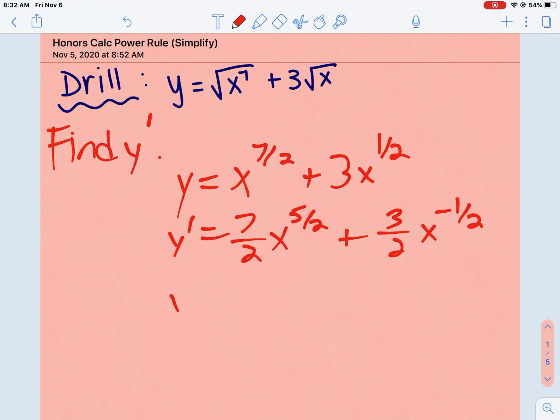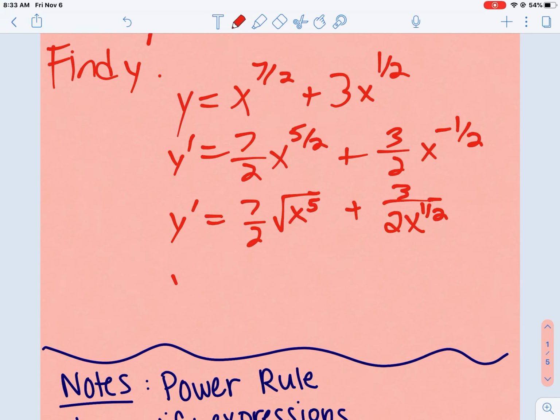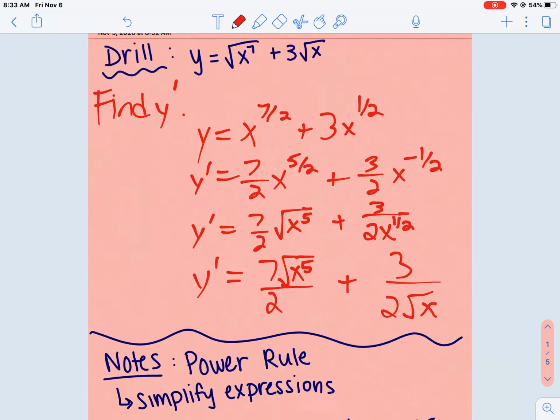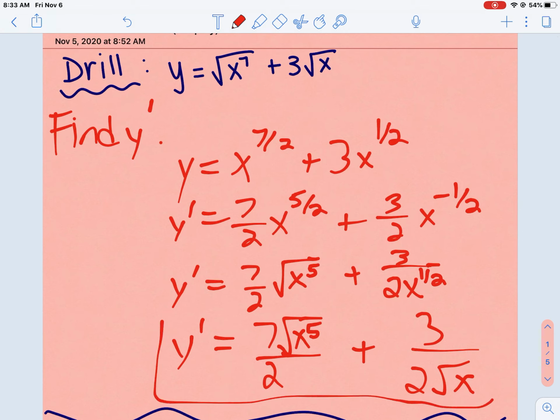So this first one, 7 halves, becomes the square root of x to the 5th. Remember, the denominator of the exponent goes outside, the numerator goes inside. Now this next one here, we have 3 halves. Since I have x to the negative 1 half, I have to put that in the denominator. And last step, you can put this in the numerator or you can leave it like I left it. Doesn't make any difference. And we get 3 over 2 square root of x. Very good. And that's our derivative.